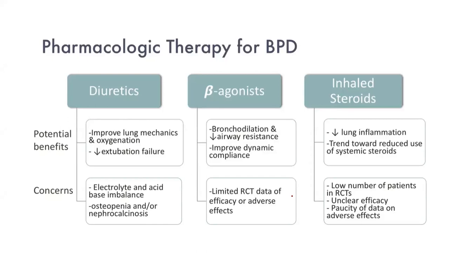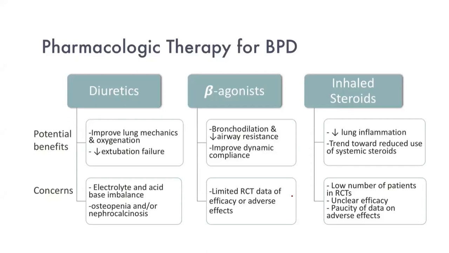Hopefully it's clear. Beta agonist, bronchodilator, decrease the airway resistance and improve the VQ. There is limited data also. The limited randomized control data of efficacy or adverse effect of the beta agonist. There's no clear evidence that either one of these prevents bronchopulmonary dysplasia, but it's widely used in the United States.